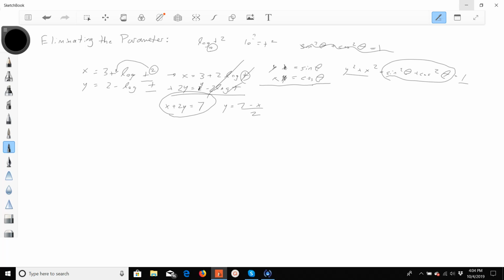Now, let's do a slightly more complicated one. Let's say x is equal to cosine of t minus sine t, and y is equal to sine of 2t, and we want to get rid of this t. Now, there is no real systematic way of going about this. It kind of requires some ingenuity.